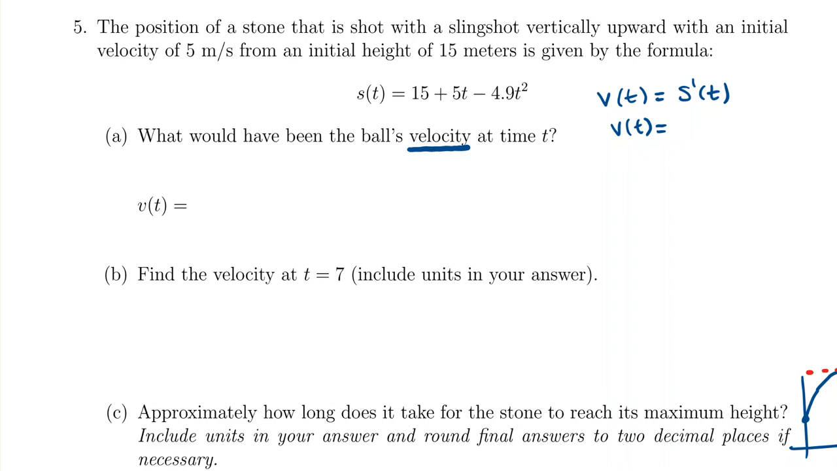Now we want to remember the relationship that velocity is the derivative of position. We've been given a position function, so we can find velocity by taking its derivative. So that would be the derivative of 15, which is 0, plus the derivative of 5t, 5, minus the derivative of 4.9t squared, which would become negative 9.8t. So our final answer, the velocity equation, is 5 minus 9.8t. Find the velocity at time t equals 7. Here we just need to calculate using our formula.